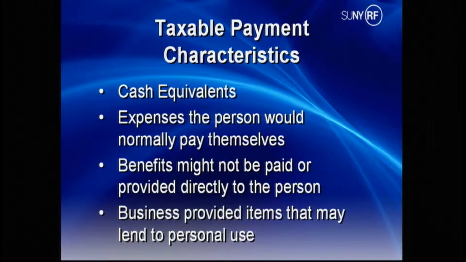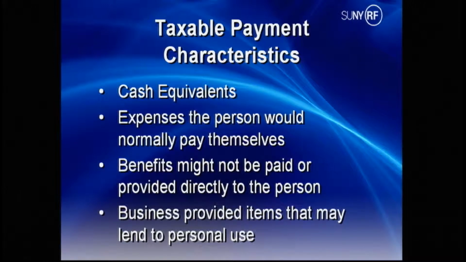The rules from the government are always going to start with cash equivalents, meaning something that's just like cash to the IRS. A perfect example is gift cards. Another characteristic is expenses that a person would normally pay themselves. Sometimes we hear about housing being paid for an individual. Well, if that's something that they normally would pay for themselves, then that's a taxable reportable item.